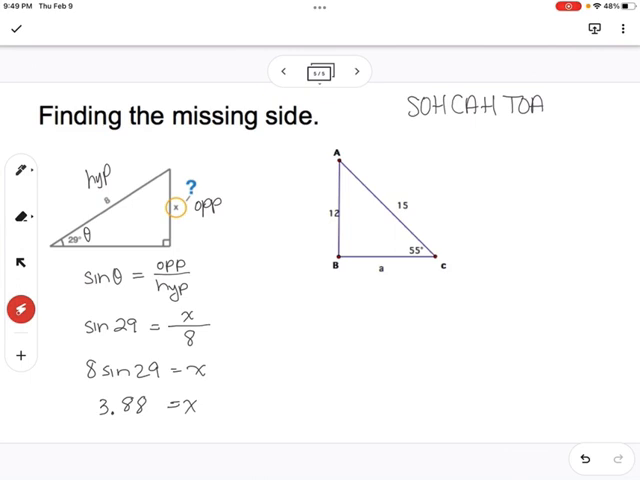Now, looking at this next example, we are given two different sides, an angle, and we want to know what this missing side is. Now, if we have a right angle triangle and we have two of the sides, we could use Pythagorean theorem to find this third side, but I'm going to show you two different solutions using sohcahtoa to find A, since we have this angle here too.